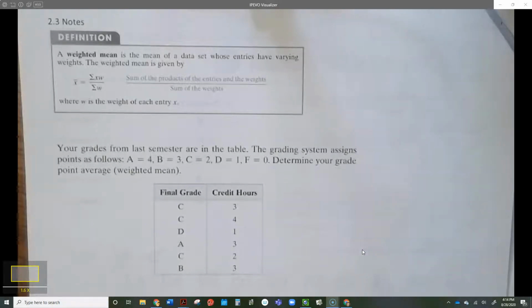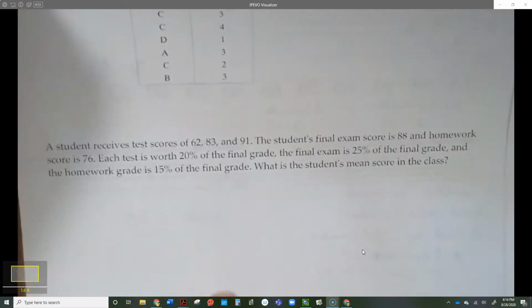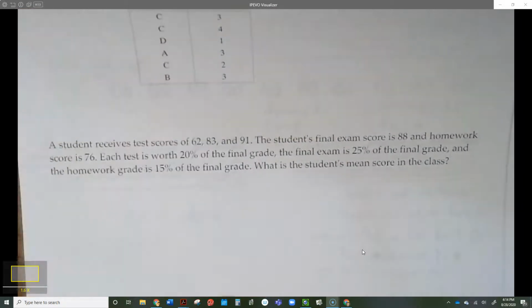Okay, I think of all the things that you're going to learn in this class, this one right here is probably the most applicable to your everyday life, because as college students, you need to know how to do a weighted mean, if for no other reason than to know how to calculate your GPA. This is exactly how it's done. Not only your GPA, but like in the example that we're going to do down here, it's how to calculate your final grade.